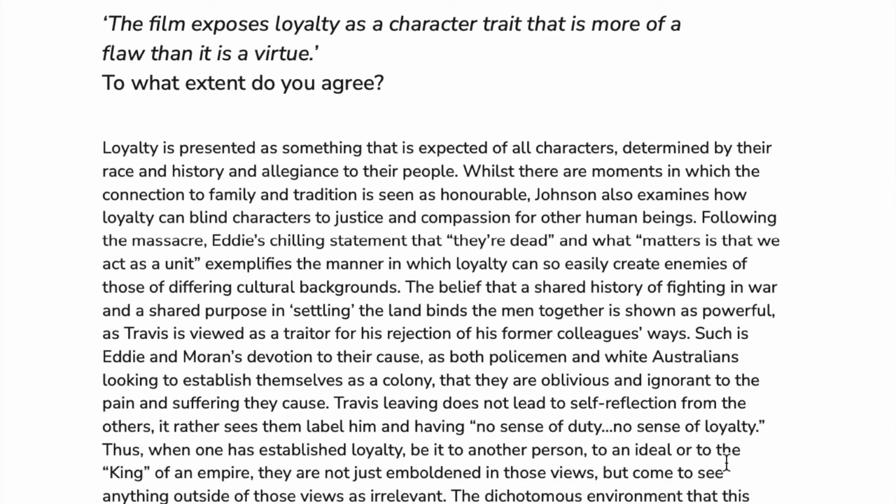Following the massacre, Eddie's chilling statement that they're dead and what matters is that we act as a unit exemplifies the manner in which loyalty can so easily create enemies of those of differing cultural backgrounds.